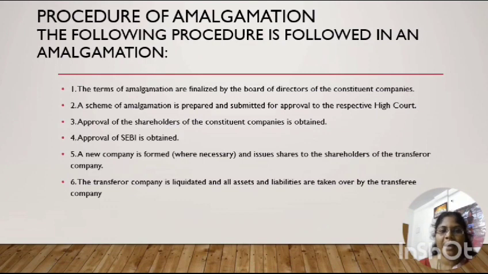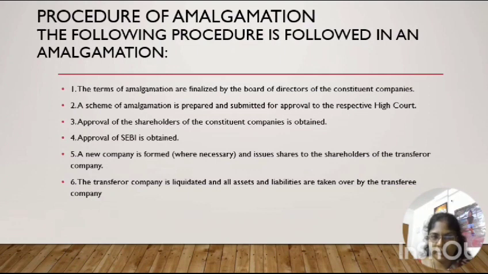Next one is approval of the shareholders of the constituent companies is obtained. So the third one is approval of the shareholders of the constituent companies. They should get approval from the directors, as they have to decide. Then they should get approval from the High Court, and then they have to get approval from their own shareholders, because they are the ultimate investors of the company. They should approve the merger.